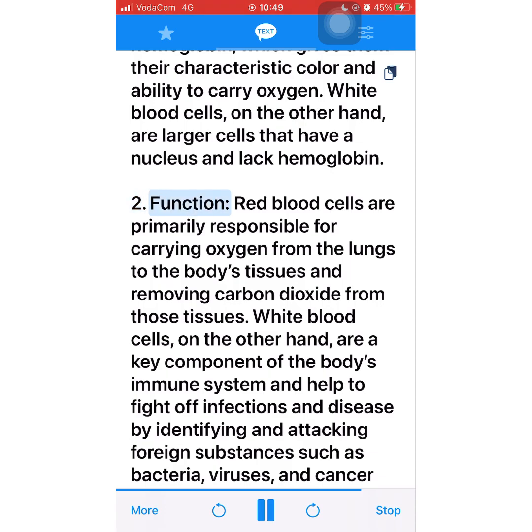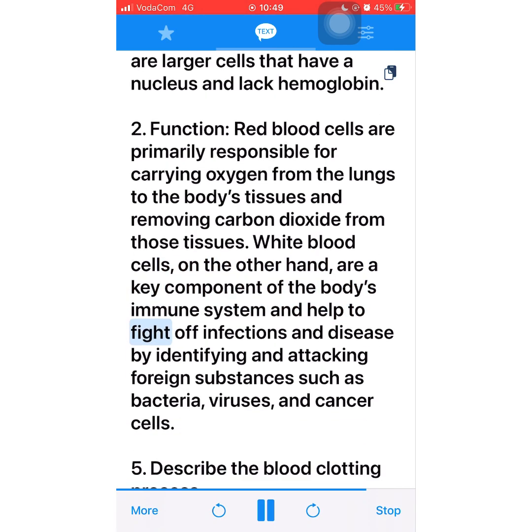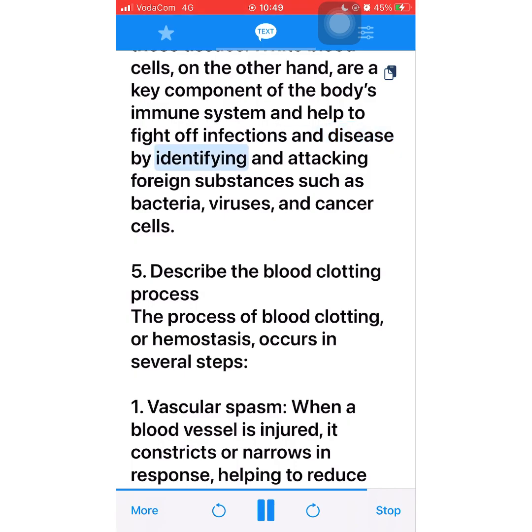2. Function. Red blood cells are primarily responsible for carrying oxygen from the lungs to the body's tissues and removing carbon dioxide from those tissues. White blood cells, on the other hand, are a key component of the body's immune system and help to fight off infections and disease by identifying and attacking foreign substances such as bacteria, viruses, and cancer cells.